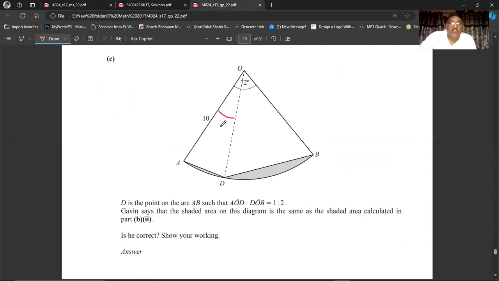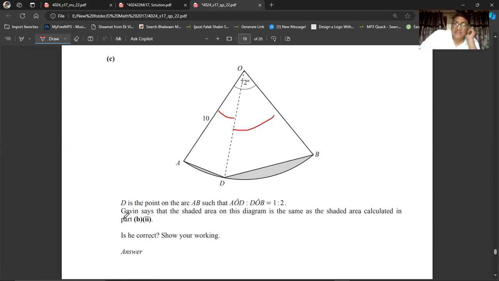So this ratio is 1. The angle DOB, this angle is 2. So this angle 72 has been divided into two angles, where one angle has ratio 1 and the other has ratio 2. I can find these angles very easily. That means you have divided the 72 angle into 3 parts. This is one part, and this angle has 2 parts. So I can find this angle, and I can find this angle.